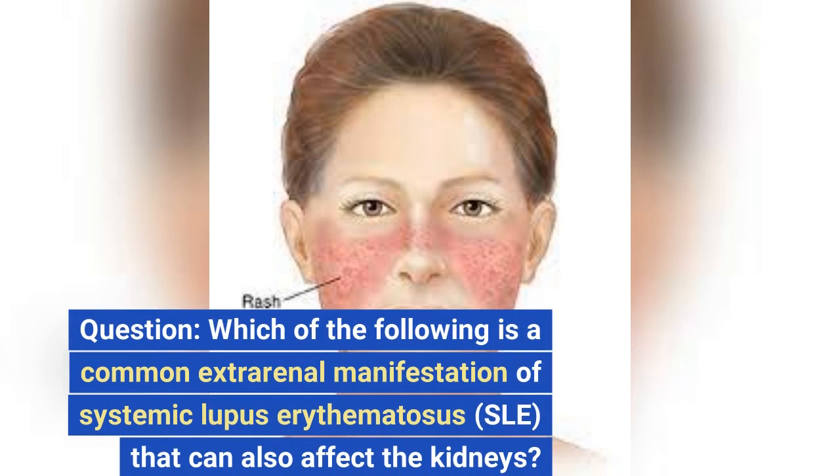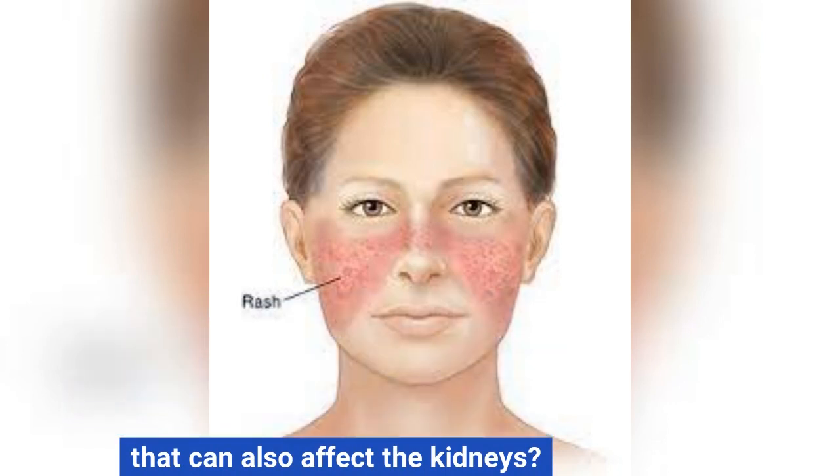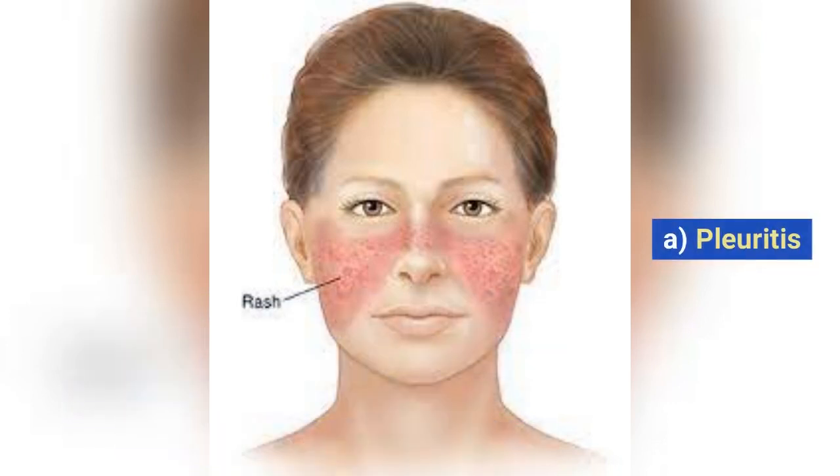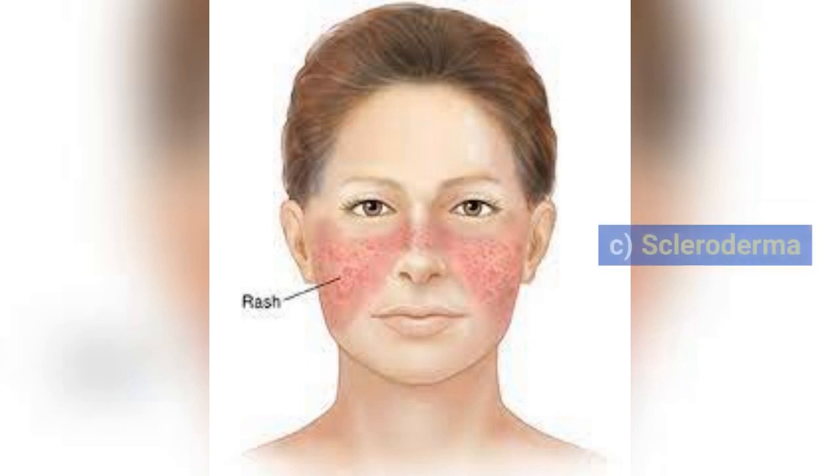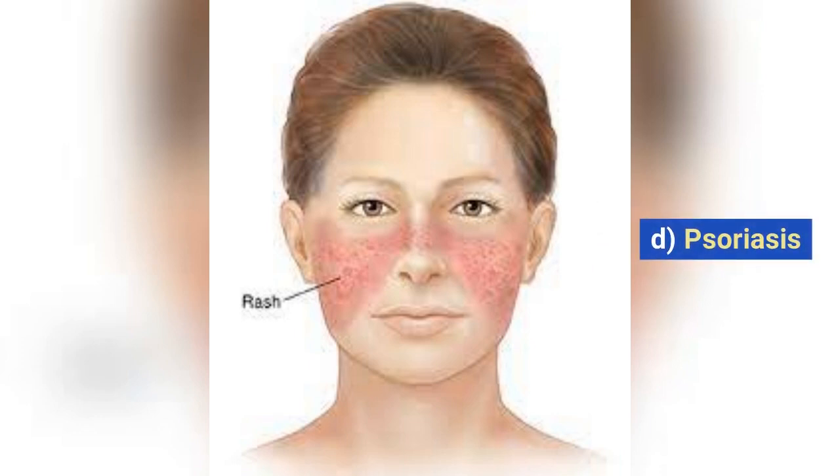Question: which of the following is a common extrarenal manifestation of systemic lupus erythematosus, SLE, that can also affect the kidneys? A. Pleuritis. B. Malar rash. C. Scleroderma. D. Psoriasis.